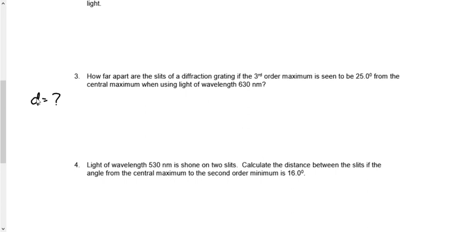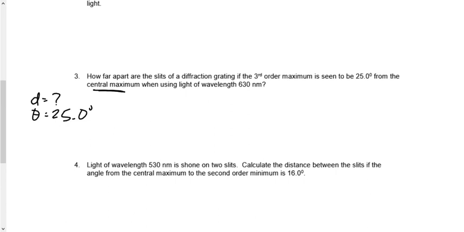Third order maximum, 25 degrees from the central maximum. So theta, we're allowed to use theta if it's measured from the central maximum, right? This one is 25.0 degrees. We know right away that that second equation would not be valid here. We couldn't use it. But why would we want to try? If we have theta measured from the central maximum, why would you bother using the approximation when you can just use the one that always works?